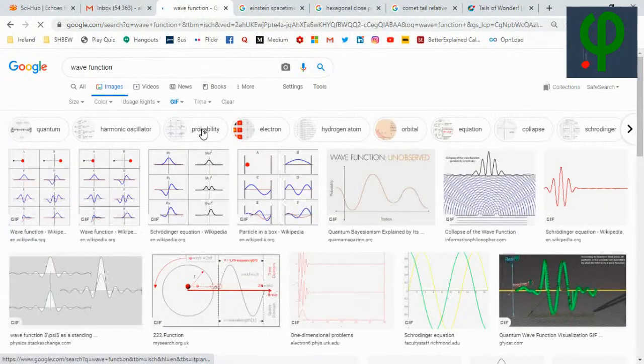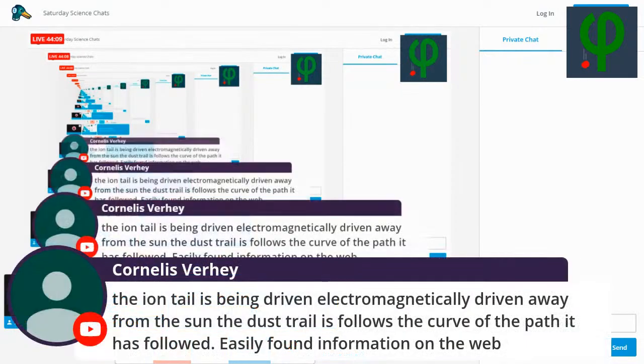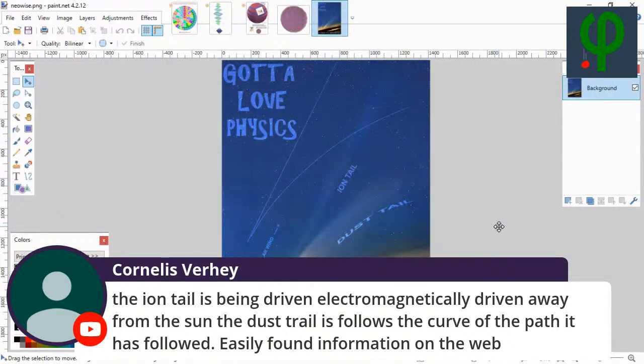I don't know who else is with us today. We've got Cornelius, Jim Marson, Dr. Lucas, Dynox. They're all giving us some comments here. Like Cornelius has a comment on the comet, right? Okay. It says the ion tail is being driven electromagnetically away from the sun. The dust trail follows the curve of the path it has followed. Easily found information on the web.